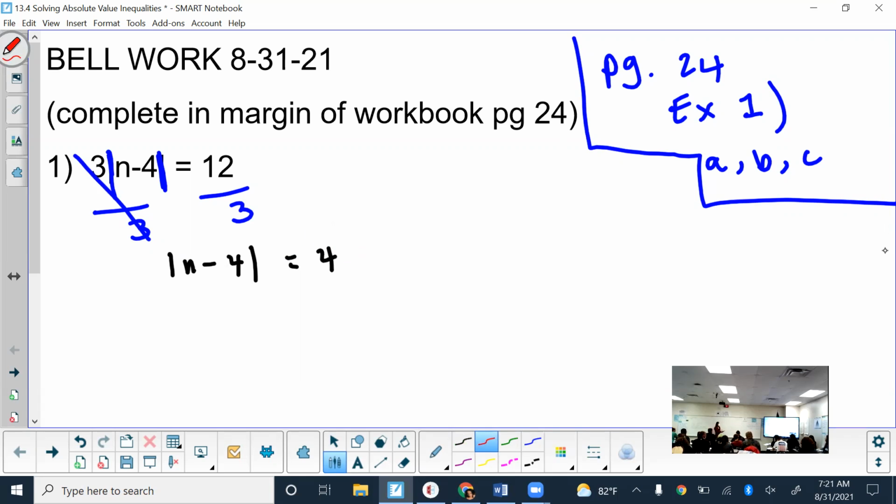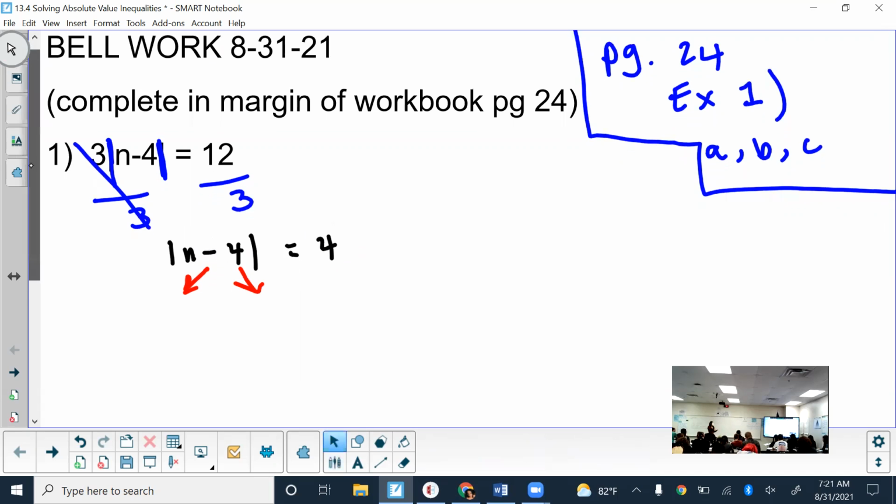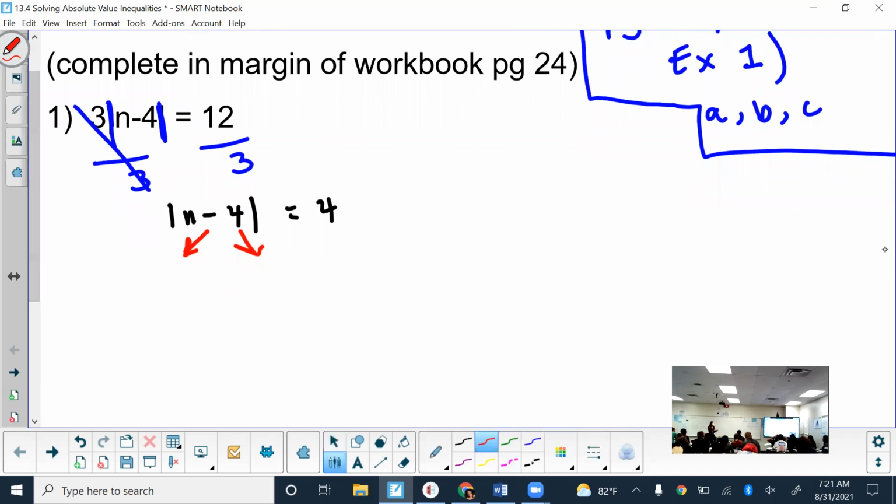Now from here, what do we do? Split it into 2 separate problems first, and then solve it separately. What does the first problem look like? So n minus 4 equals 4. The first one, we're just dropping the bars, right? And then n minus 4 equals negative 4. All right, so the other one, we drop the bars and make the answer negative.